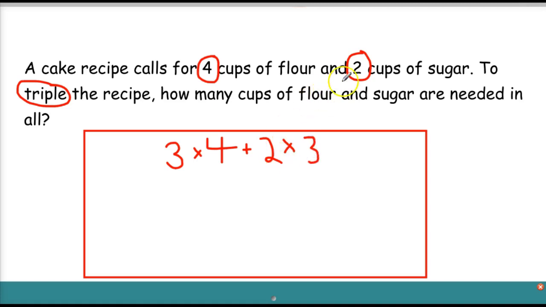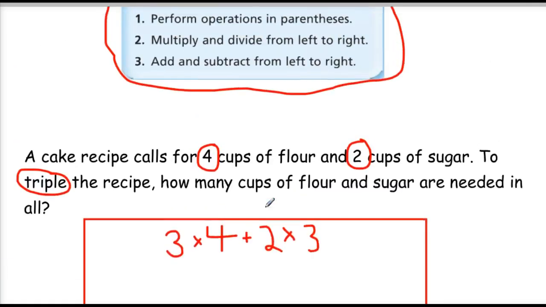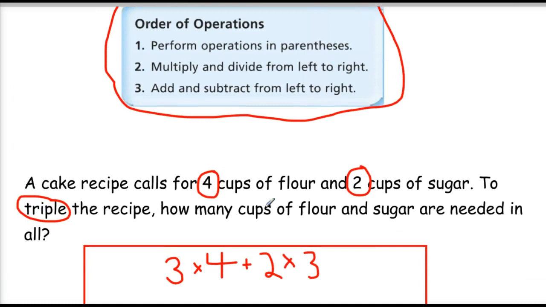So I'm going to multiply my 2 cups of sugar by 3 to triple it. All right, so according to my order of operations, I'm supposed to first perform the operations in parentheses. Well, if you look at this numeric expression, there are no parentheses, so I don't need to worry about that. So I'm going to skip to step 2. My step 2 is to multiply and divide from left to right.